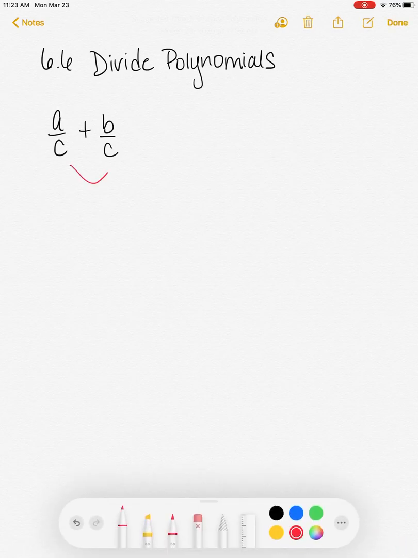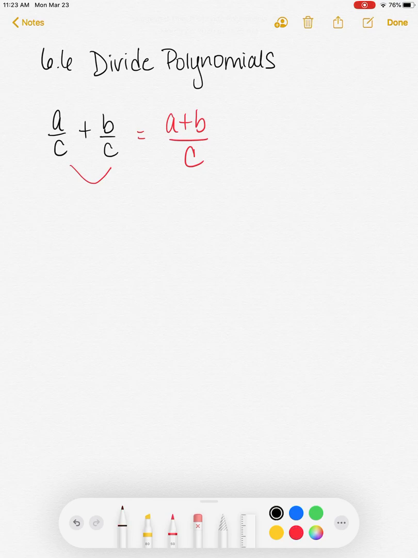So just a quick recap on fraction addition. If we have a divided by c plus b divided by c, notice that because they have a common denominator, they both have a denominator of c, that means we can directly add our numerators and share that same denominator.